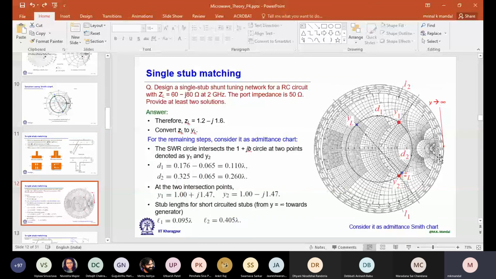So where is the short circuit point? At the short circuit, R is 0 and Y is infinite. So I have to start from this point, and now we follow this chart and find out where it is minus j 1.47. It is represented by L1. Then the corresponding stub length from this scale, we can note down, is coming 0.095 lambda.